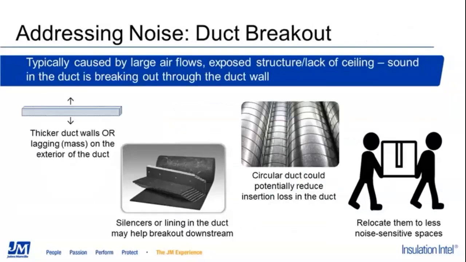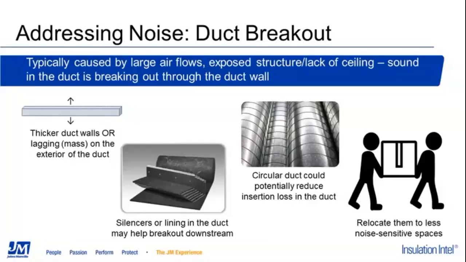Next, we have duct breakout. This is caused by large volumes of noise inside the duct escaping out of the duct itself. This is fairly common with main supply and return ducts, especially where rectangular or oval ducts are in an area where they're left exposed with no ceiling. Typical fixes for this can include either using a thicker duct or wrapping the duct in massive duct lining. It's important to note that doing both of those doesn't always equate to better performance. So usually one or the other is the better option.